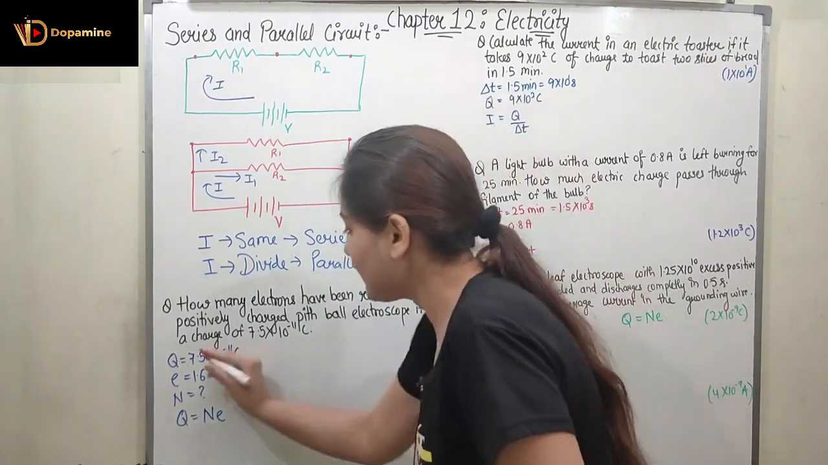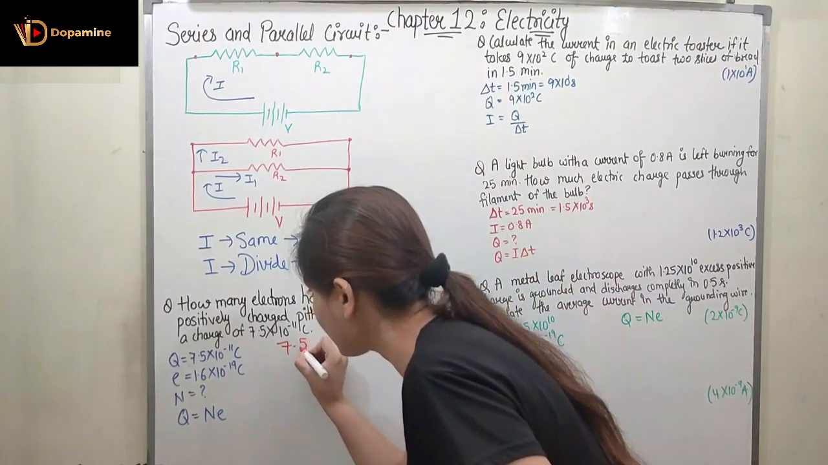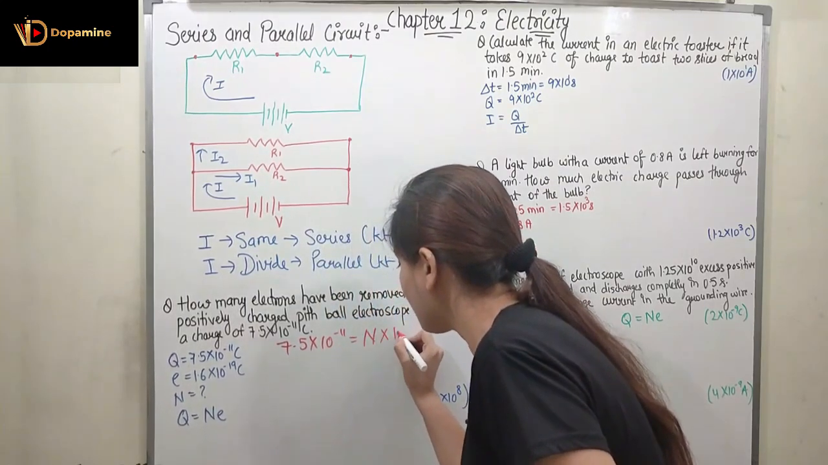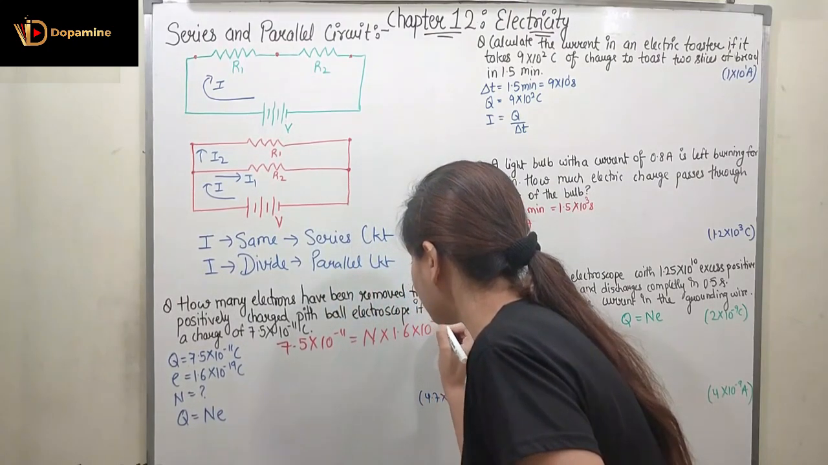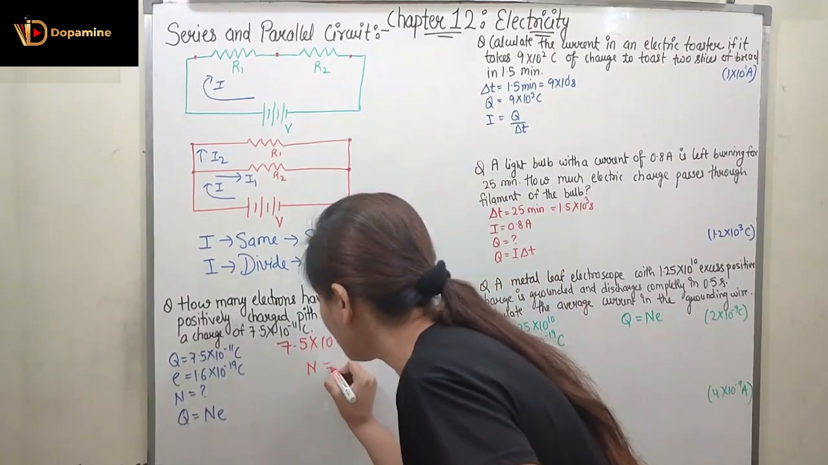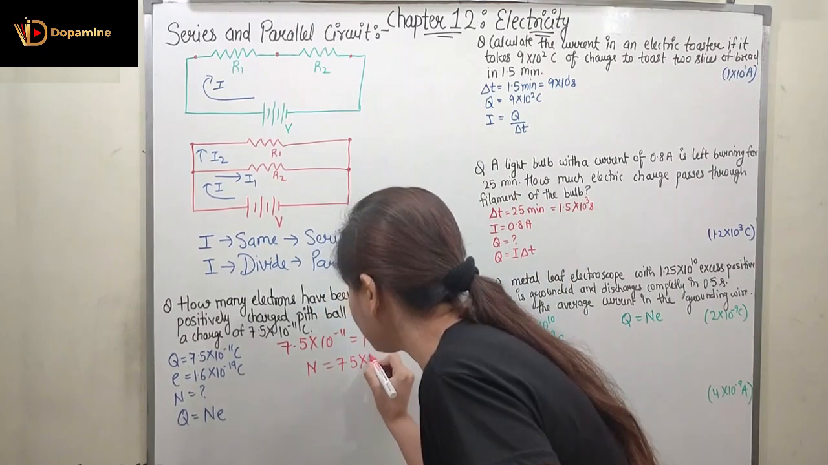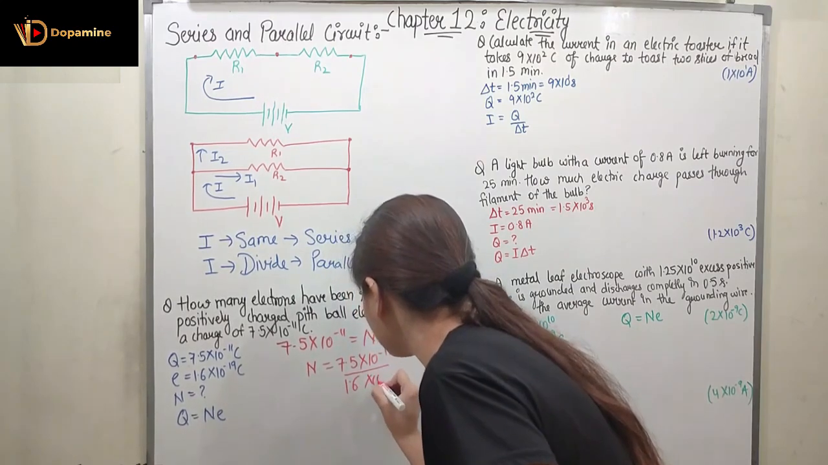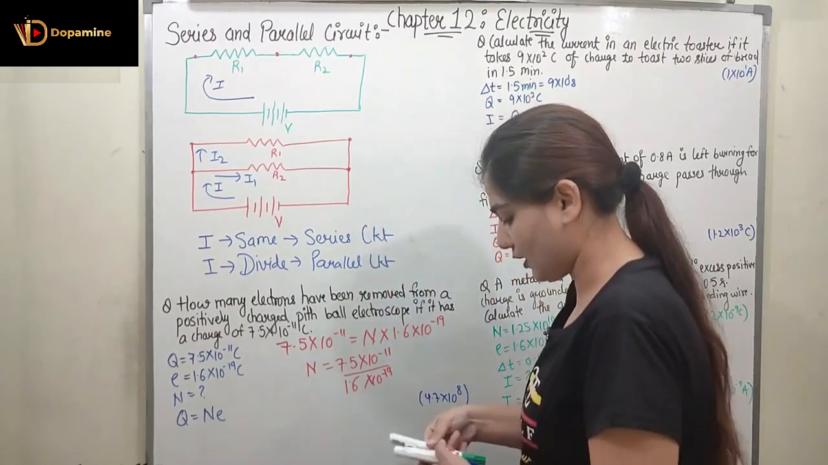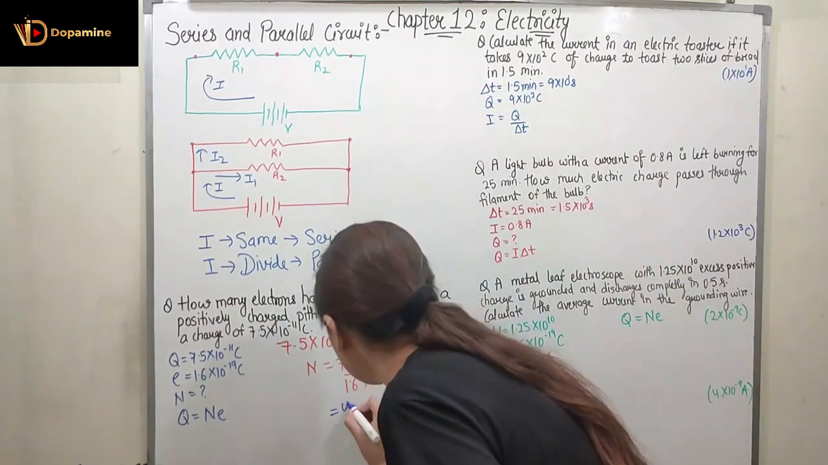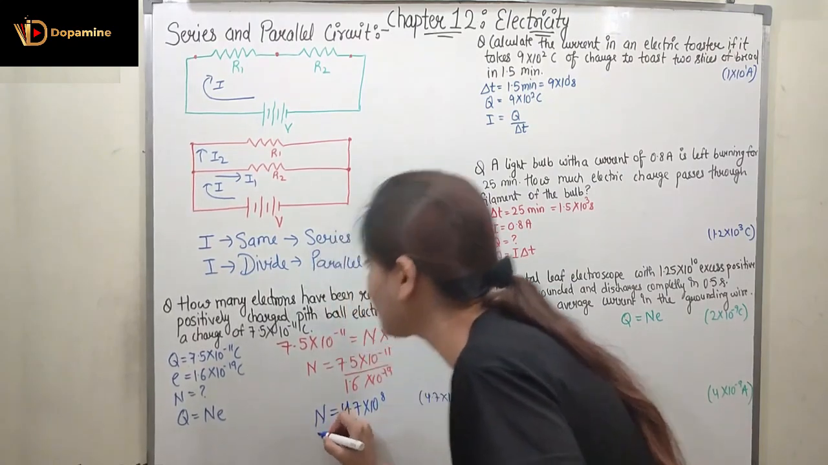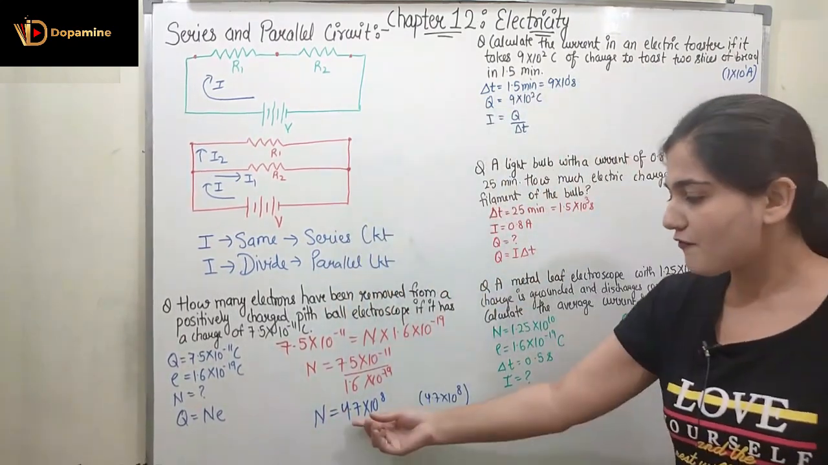Let's put in the value of total charge: 7.5 × 10^-11 = n × 1.6 × 10^-19. So n will be equal to 7.5 × 10^-11 upon 1.6 × 10^-19. When you divide these two, you get 4.7 × 10^8. This is how you can calculate the total number of electrons.